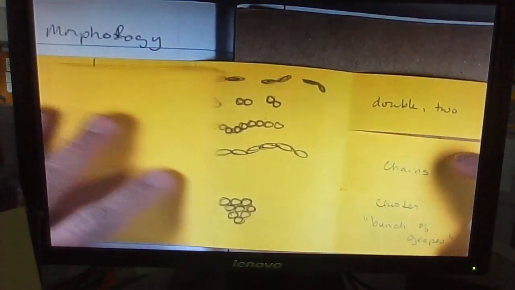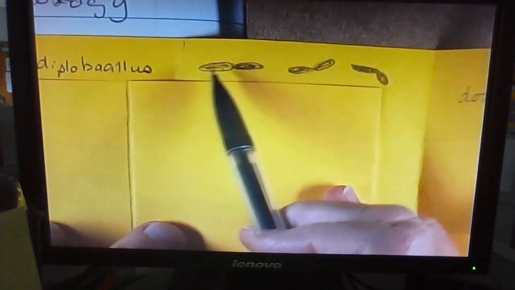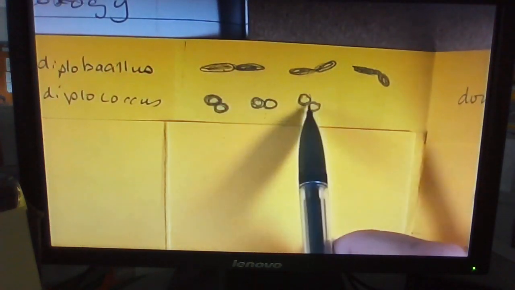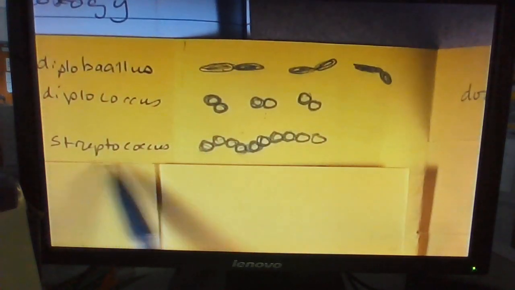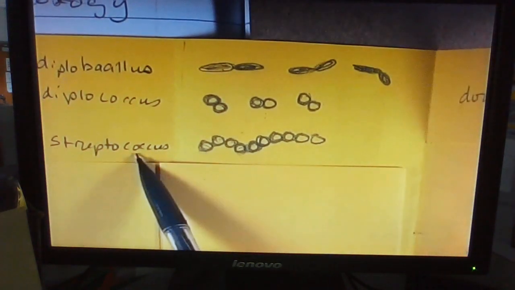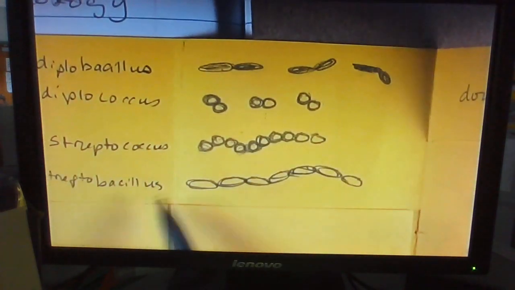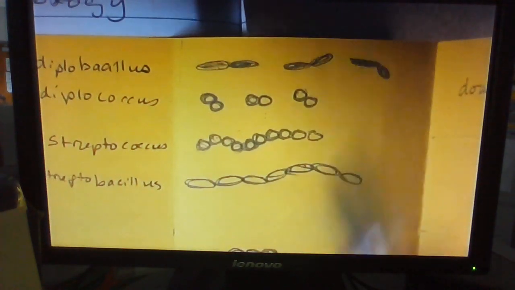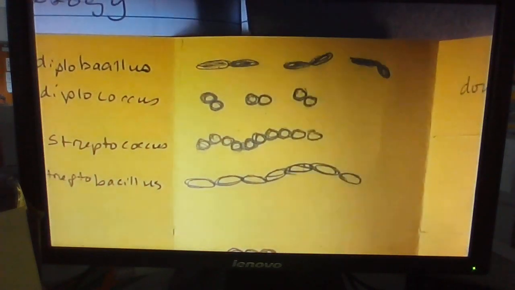So if I have bacteria that look like this, where I've got two rod-shaped bacteria together, diplo for the two, bacillus for rod-shaped. So now I have two spherical bacteria, so diplo for the two, coccus for the spherical shape. Streptococcus, strep means the strips or the chains, coccus, so I have a chain of circular bacteria. Streptobacillus, I have a chain of rod-shaped bacteria. And then finally, Staphylococcus, Staphylo because I've got a cluster, it kind of looks like a bunch of grapes, coccus because they are circular in shape.